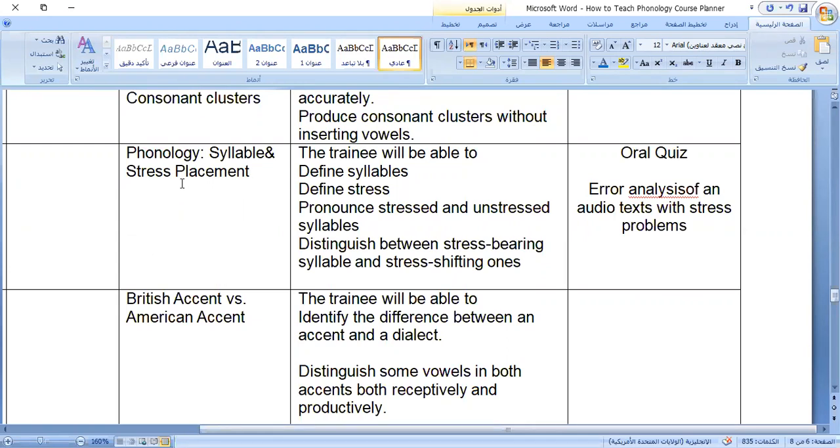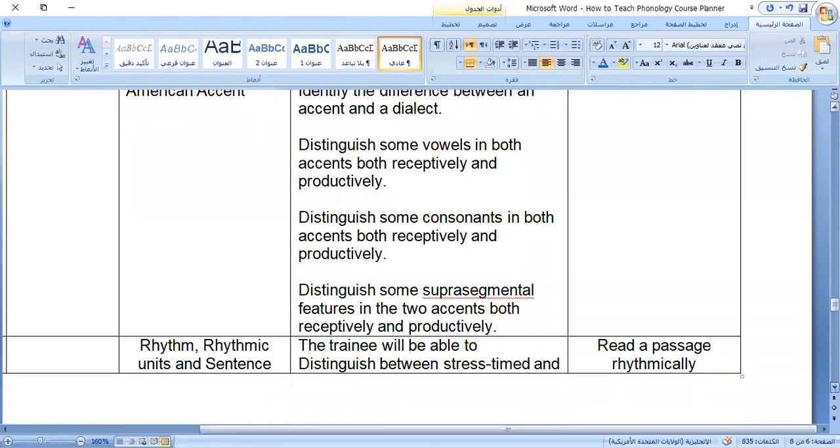The difference between an accent and a dialect. Distinguish vowels and consonants in the American accent and in the British accent.